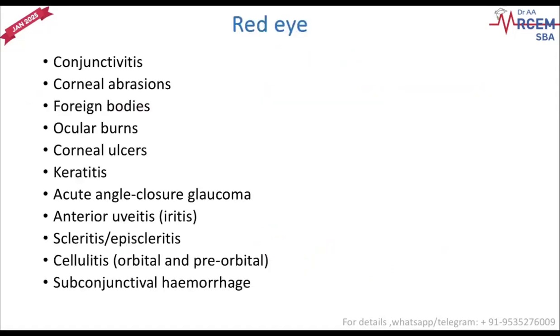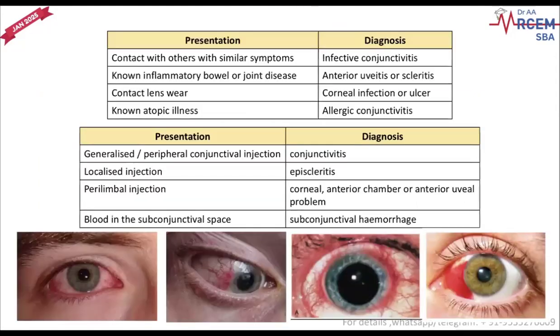There are various differential diagnoses for a red eye. Each one of these we will be seeing now. The few things you need to be aware of is, whenever he comes in contact with a person with similar symptoms, and at that point of time he developed a red eye, think of an infective conjunctivitis. It spreads very quickly and very fast.